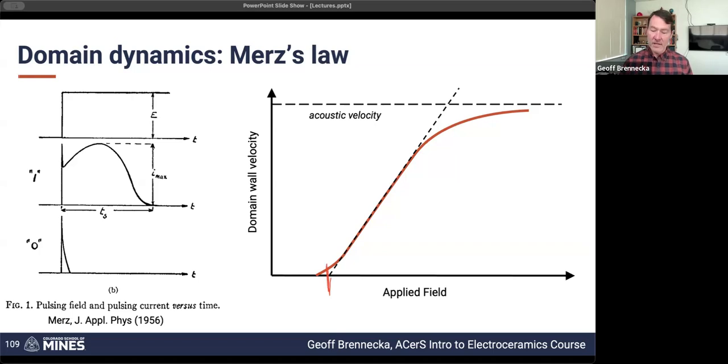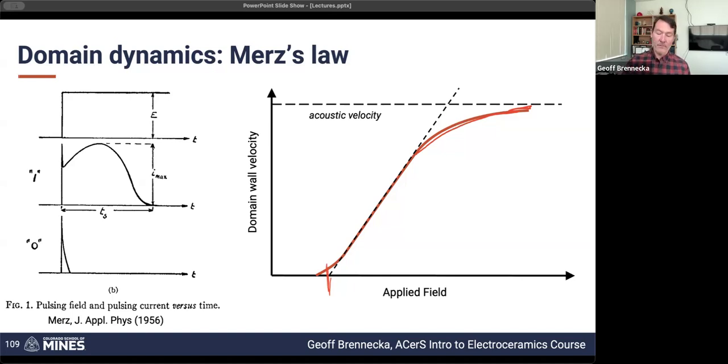And it's a relatively linear response until you start to saturate and get to the point where you would be pushing the domain walls so fast that they're going at the speed of sound within the material. And the reason that speed of sound, the acoustic velocity, is essentially a speed limit for domain wall motion is because those domain walls are essentially carried on phonons. So it's the atomic vibrations that allow those domain walls to move in the first place, and you can't go faster than the natural acoustic phonon vibration within the material.